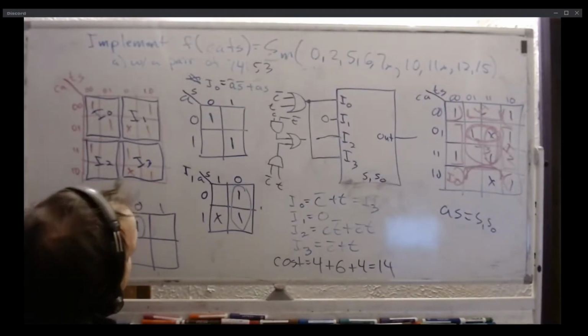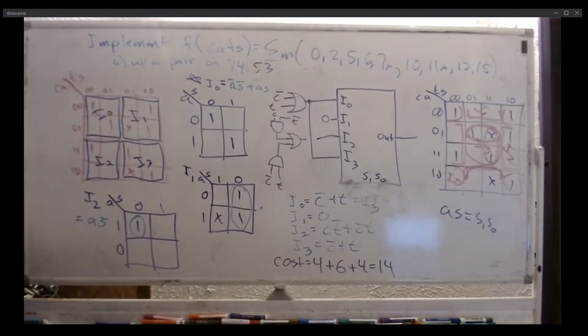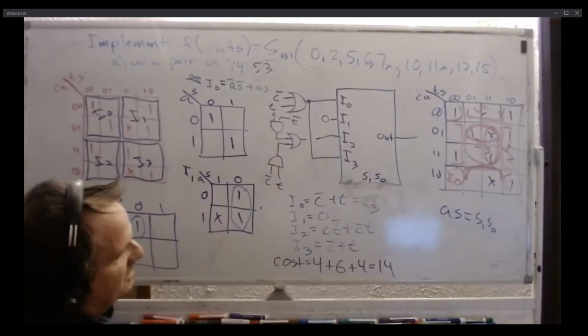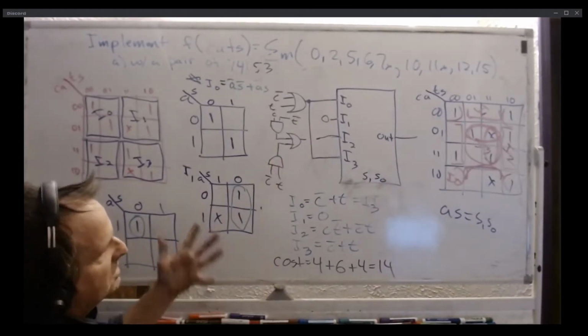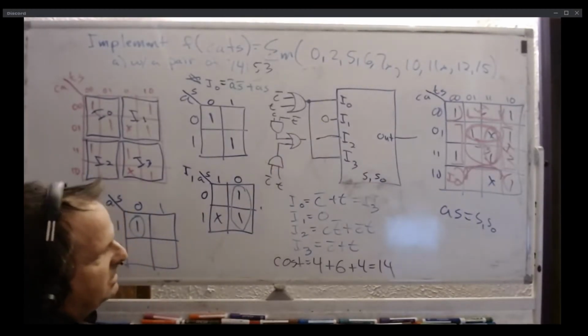So if that 0 was a 1 instead, would that count, or would that still not count? It would not count. Remember what the definition of a literal is, right? The appearance of a variable or its complement. Okay? 0 is ground. That's not a variable. 1 is VCC. That's not a variable either.